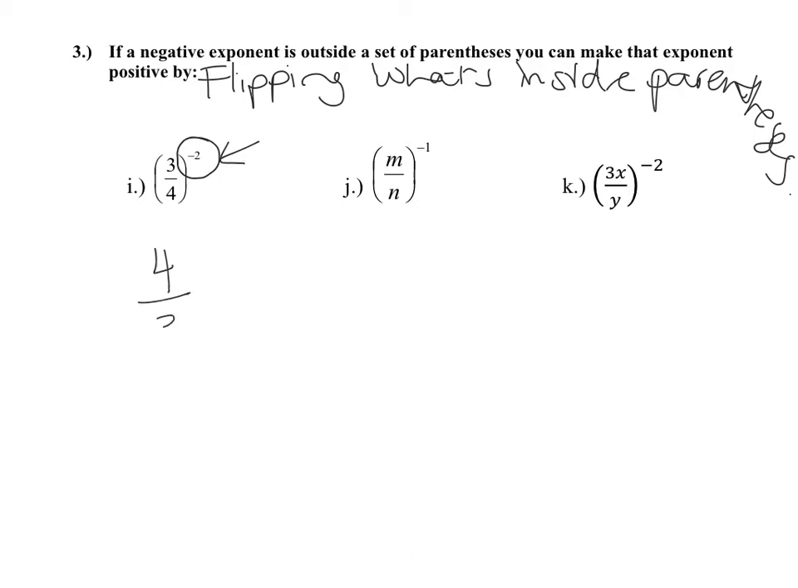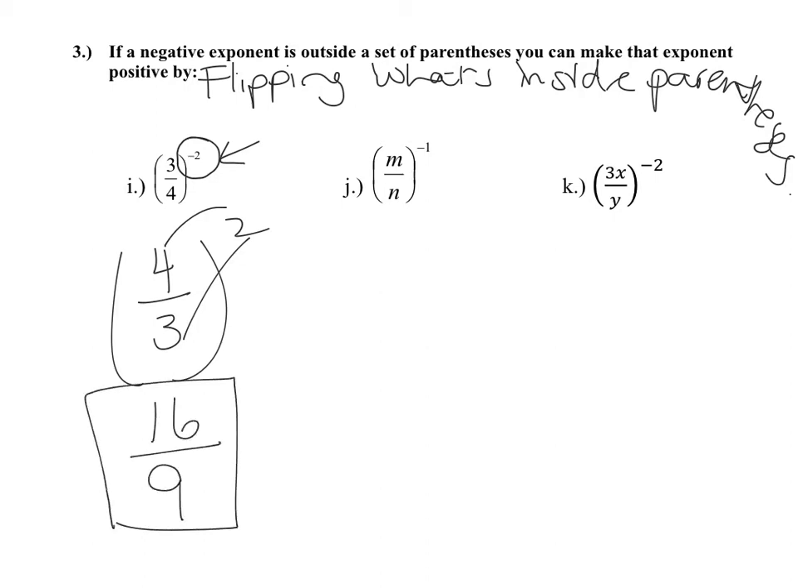So it becomes 4 over 3 to the positive second power. And then you can bring that 2 in. Okay? So then 4 squared is 16, 3 squared is 9. Technically you could bring that negative 2 inside to everybody and then move all of it, but I think it's easiest to just flip the inside.